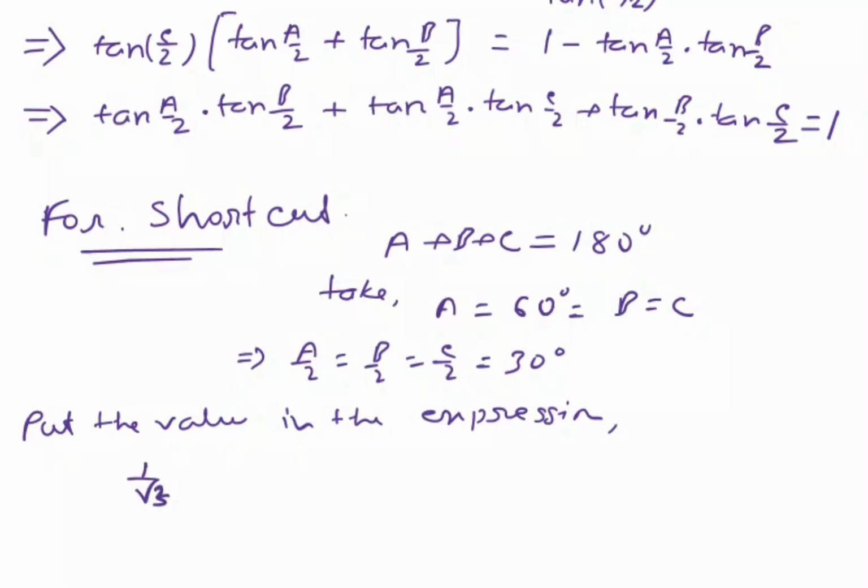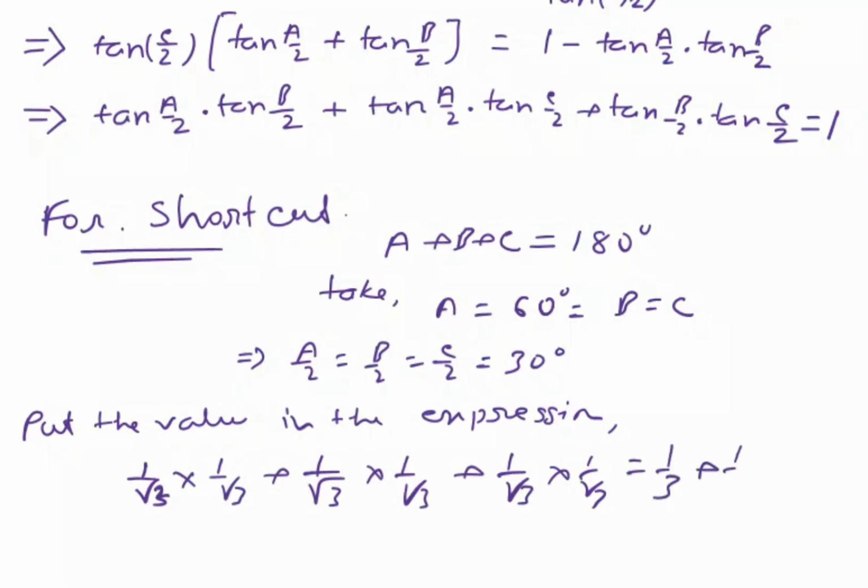1 by root 3 times 1 by root 3 plus 1 by root 3 times 1 by root 3 plus 1 by root 3 times 1 by root 3, which simplifies to 1/3 plus 1/3 plus 1/3. In just a few seconds of basic arithmetic, we confirm the exact same result, 1. This is the true power of smart value substitution.